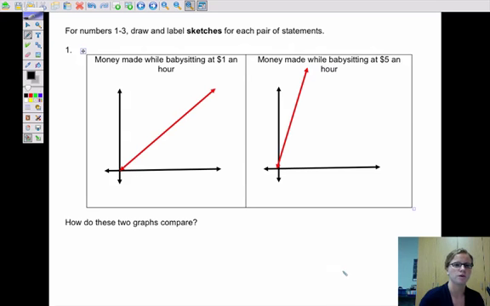So the first two were babysitting making $1 an hour and babysitting making $5 an hour. Go ahead and pause the video and talk to your partner about what the differences and similarities are here. All right, you should have realized that $1 an hour has a less steep slope than the $5 an hour. At $5 an hour, you're making much more money at a faster rate.